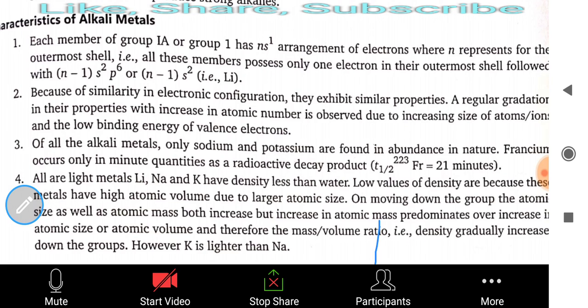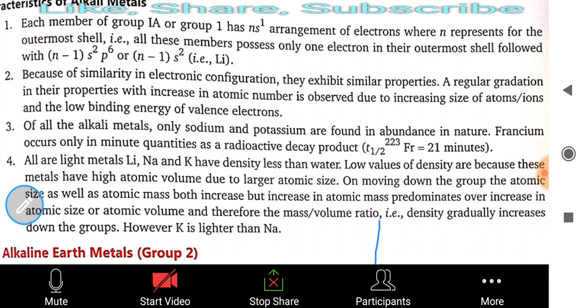As you see on page number 178, it is followed by (n-1)s2p6 and ns1, that is in lithium. If we see their electronic configuration, as I already told you before, they contain their last electron in the s subshell. Because of similarity in electronic configuration, they exhibit similar properties. A regular gradation in their properties with increase in atomic number is observed due to the increased size of atoms or ions and the low binding energy of valence electrons.